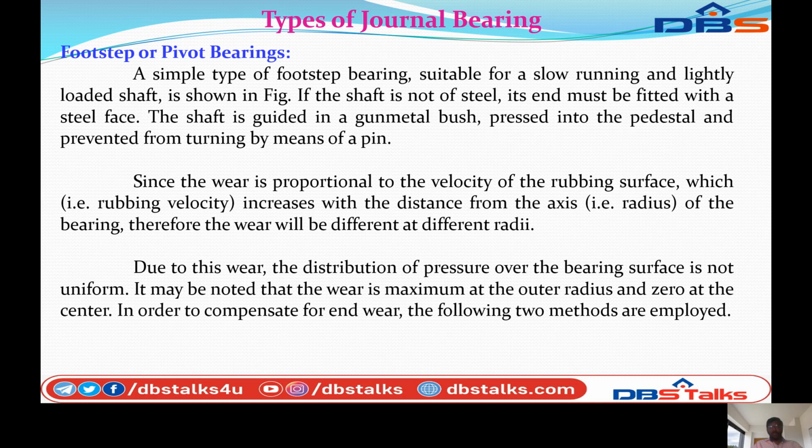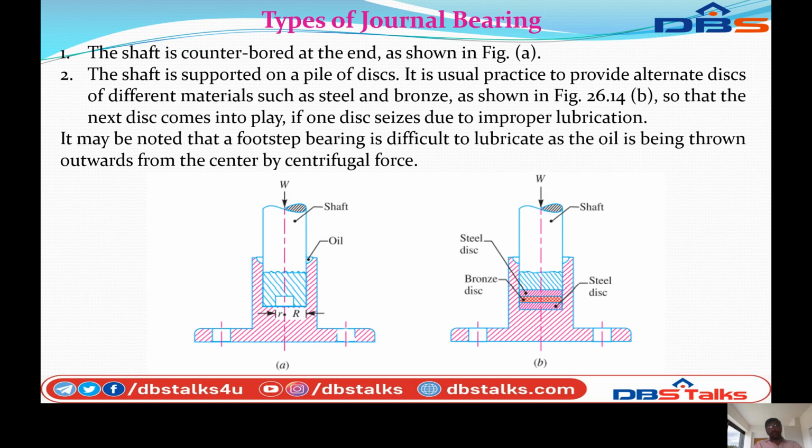In order to compensate for end wear, the following two methods are employed. In the first, the shaft is counterbored at the end. In the second, as shown in the figure, the shaft is supported on a pile of discs. It is usually practiced to provide alternate discs of different materials such as steel and bronze, as shown in figure B, so that the next disc comes into play if one disc seizes due to improper lubrication.